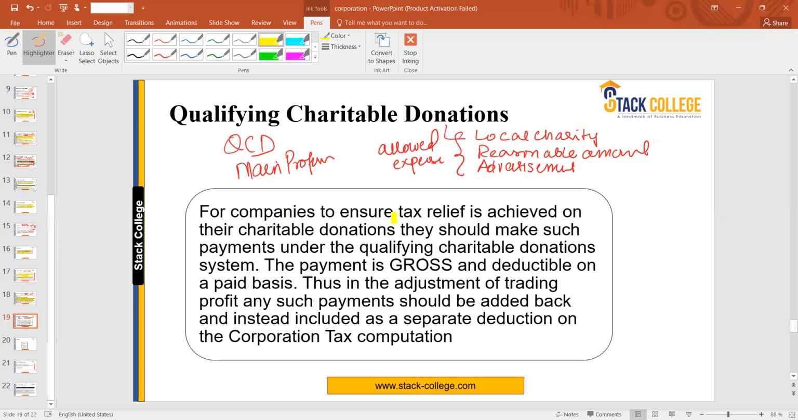For companies to ensure tax relief is achieved on their charitable donation, they should make such payment under the qualifying charitable donation. The payment is gross and deductible on a paid basis. This is in the adjustment of trading profit. Any such payment should be added back. If QCD is deducted from the accounting profit, then we have to add it back, and instead it is to be claimed as a separate deduction from the main pro forma.